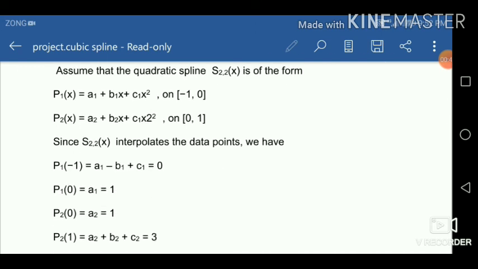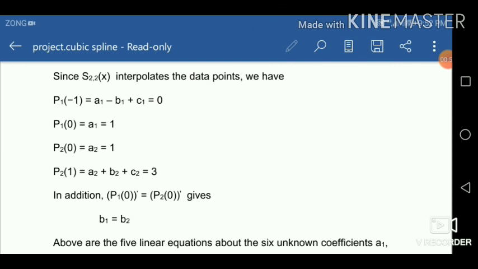Since S22(x) interpolates the data points, we have p1(-1) equal to a1 - b1 + c1, which is equal to 0, and p1(0) gives a1 equal to 1. When we put 0 in p2 we get a2 equal to 1, and when we put the value 1 in p2 we get a2 + b2 + c2, which is equal to 3.